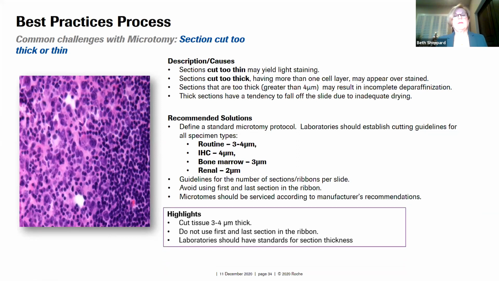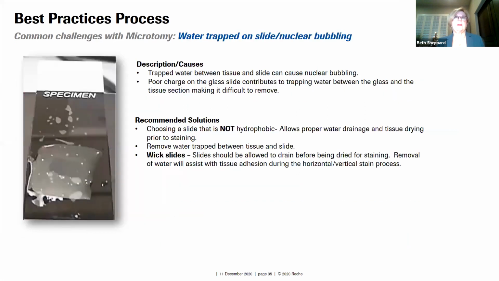So remember that laboratories should have standards for section thickness, so that all your sections are the same. And this is also becoming an issue with digital pathology, because if it's too thick, the imager is obviously having difficulty. So once again, we want to make sure that we have very sharp knives and we're cutting to the appropriate thickness.